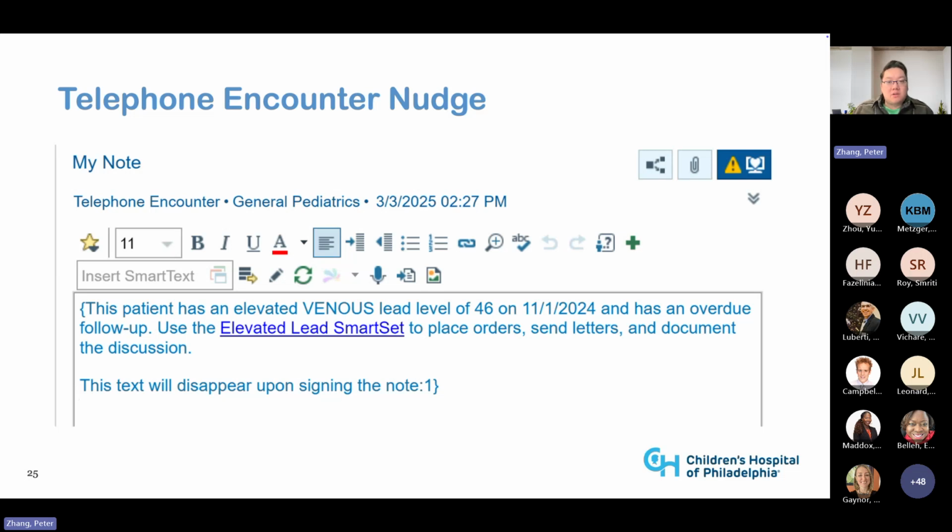Now, all of this blue text goes away when you sign the note, so the provider is not required to delete anything. They can ignore this if they want. We decided to make this alert non-interruptive because we recognize that there is a lot of alert fatigue out there, and an elevated lead, unless it's very, very high, is typically not life-threatening. So we wanted to give the option for providers to take action during this if they wanted to, or not take action.